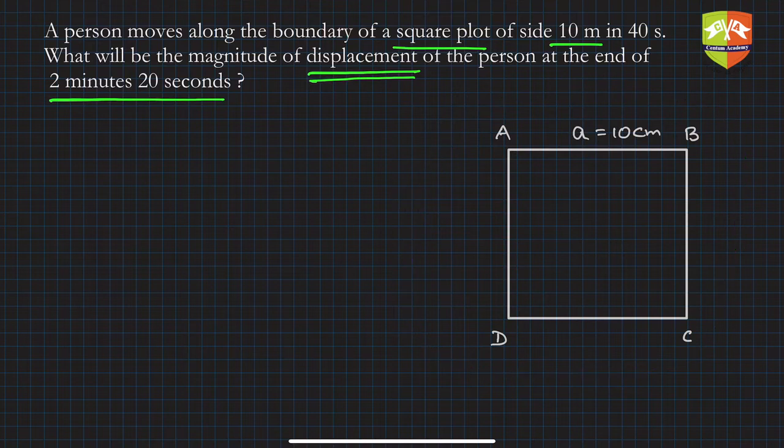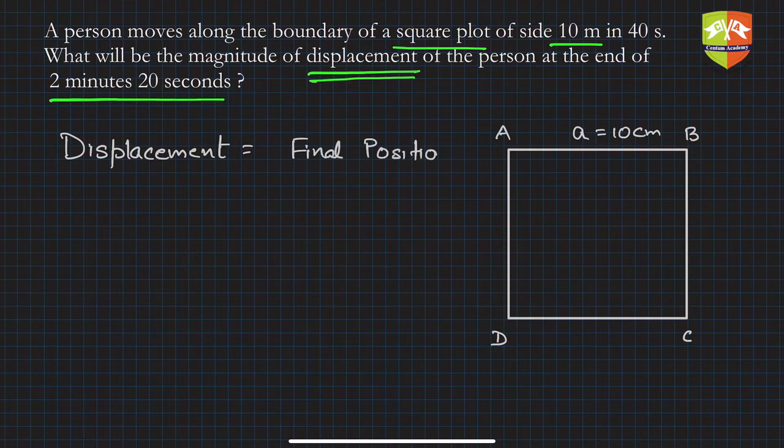So let's try and understand how to solve this problem. You have to take care that it is displacement and not distance. So what is the displacement, guys? All of you know, displacement is defined as final position minus initial position. It is a vector quantity.